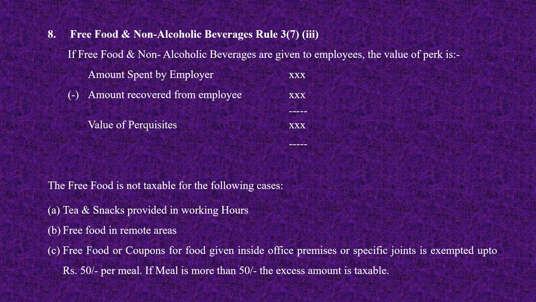The eighth factor is free food and non-alcoholic beverages, according to Rule 3(7)(3). If free food or non-alcoholic beverages are given to the employees by the employer, then the value of the perquisite is calculated as follows: the amount spent by the employer minus the amount recovered from the employee. However much the employer is spending, minus the amount that the employee pays, that will be the value of the perquisite.